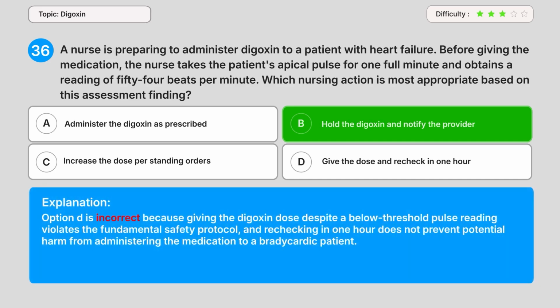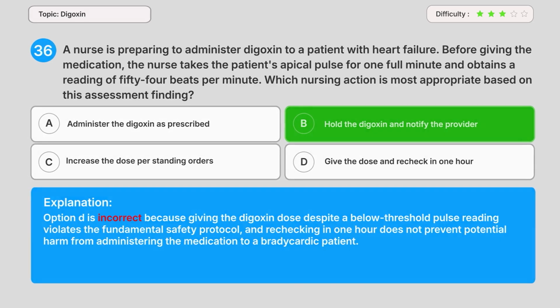Option D is incorrect because giving the digoxin dose despite a below-threshold pulse reading violates the fundamental safety protocol, and rechecking in 1 hour does not prevent potential harm from administering the medication to a bradycardic patient.